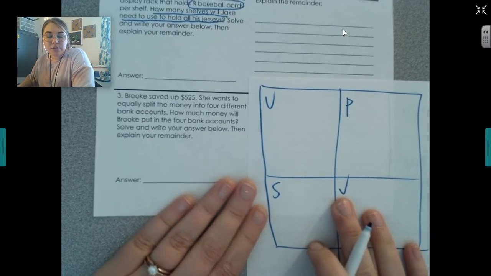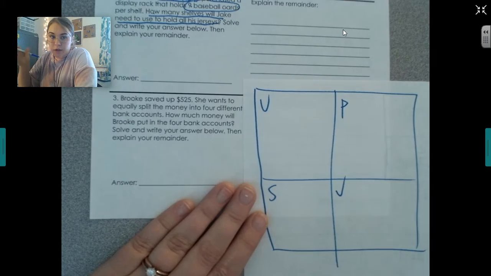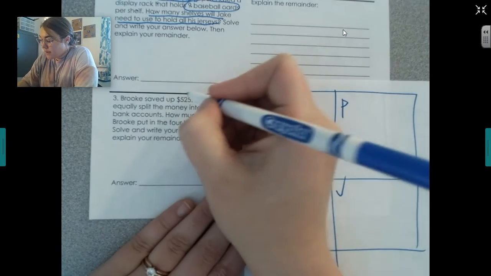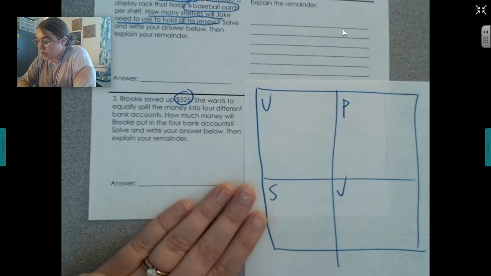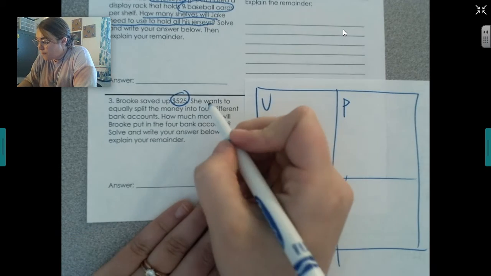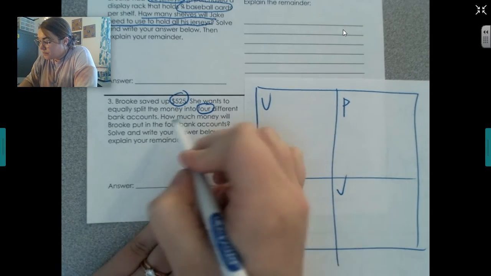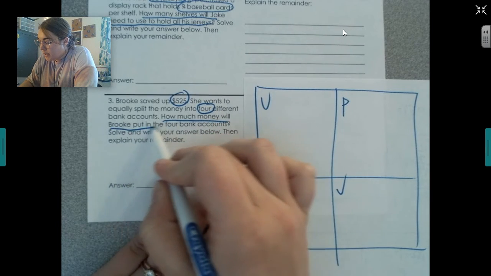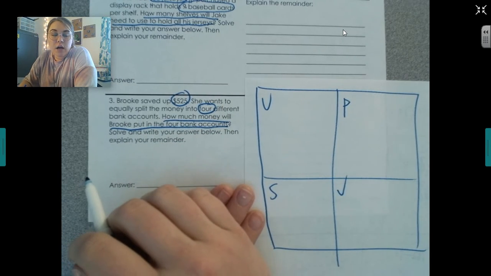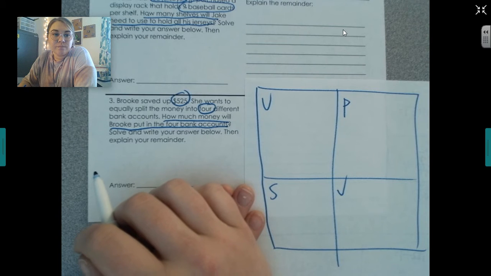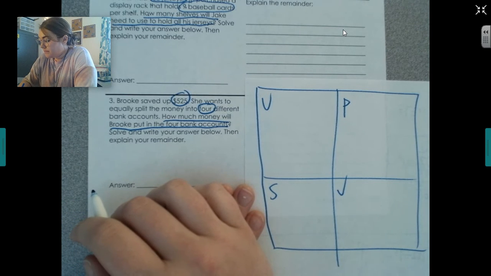So I'm going to read it to you and then I want you to pause the video and solve the whole thing by yourself. Brooke saved up $525. She wants to equally split the money into 4 different bank accounts. How much money will Brooke put in the 4 bank accounts? All right. Pause the video and solve it.